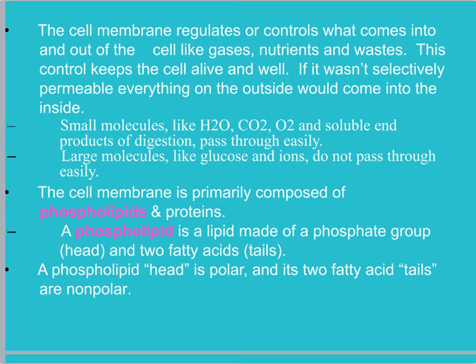So this control keeps the cell alive and well. It's basically going to help maintain homeostasis because, like, if the cell needs water, then the cell will take in water. If it needs to get rid of water, then the cell will get rid of water. So the cell membrane is a major component in controlling homeostasis and keeping the cell alive and well. If it was not selectively permeable, everything on the outside would just come inside.